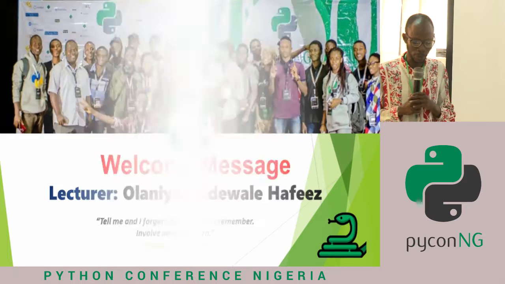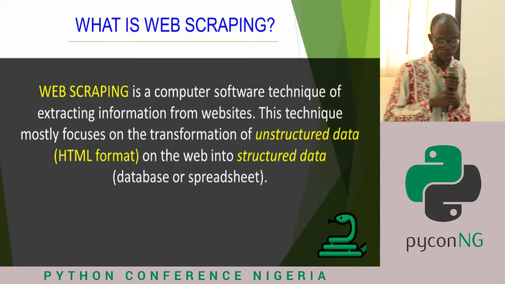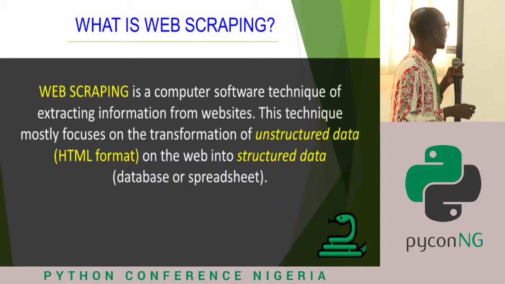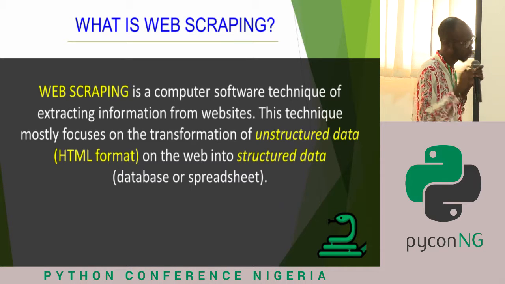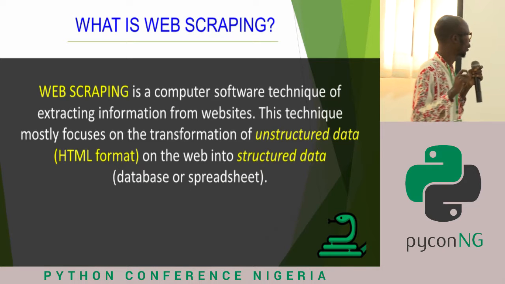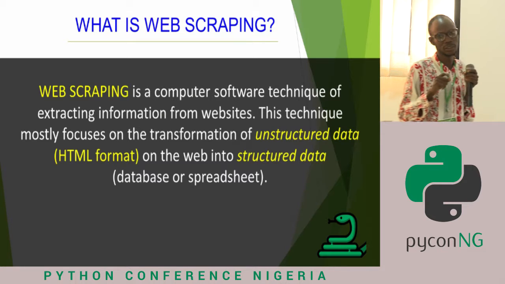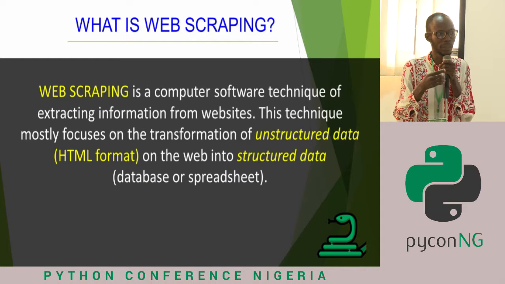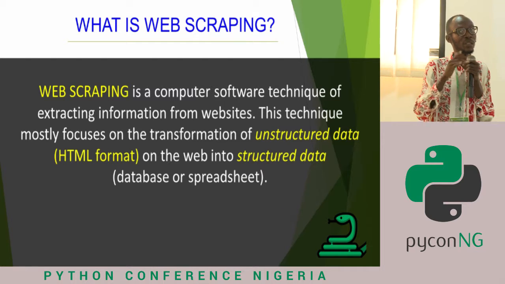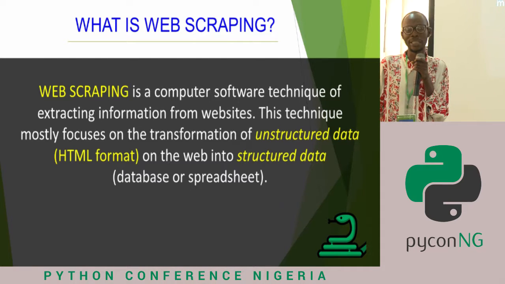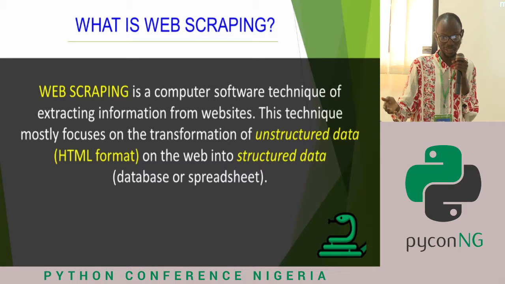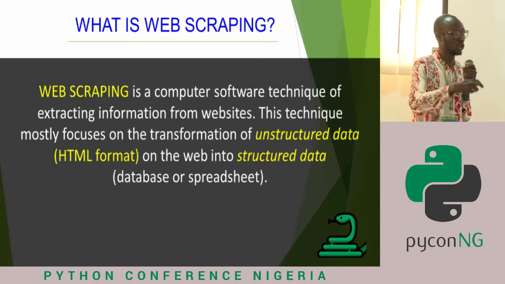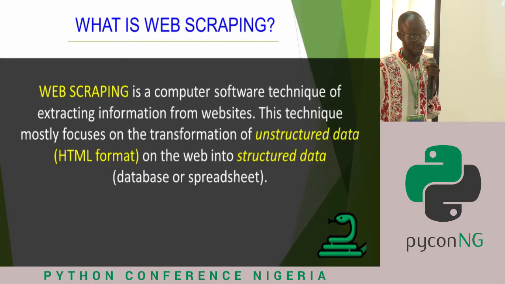So when we move to the topic, what is web scripting? Web scripting is a computer technique for extracting information from websites. The technique mostly focuses on transforming unstructured data from HTML format on the web into structured data. Do you understand? We all accept that HTML is unstructured data. It's very easy. Just open any site, press view source, and you see everything looks unstructured. Why do we need web scripting? We need structured data. You understand? That is the purpose.